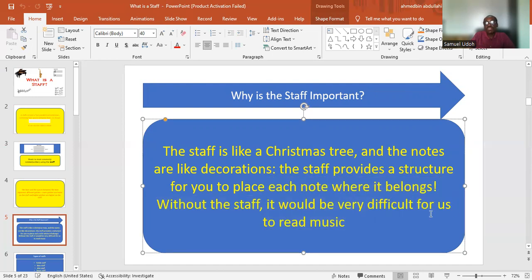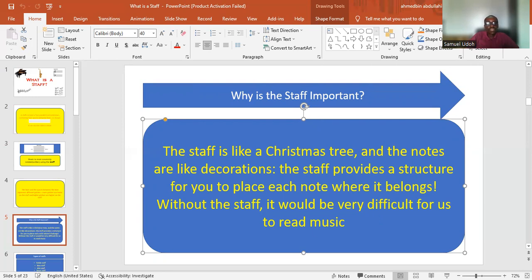Without the staff, it will be very difficult for us to read music or to put our music on paper. With the music of old musicians like Mozart, Beethoven, and many others, why we are able to still sing them today, even where they were not recorded, is that this music was put into the staff, was scored into the staff. So that is why you can still take the music in your house and either sing or play it on your instrument.